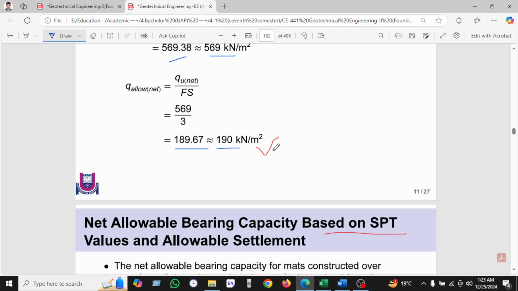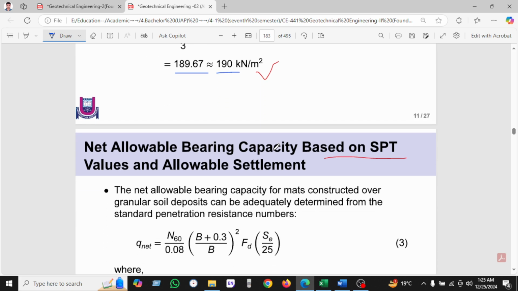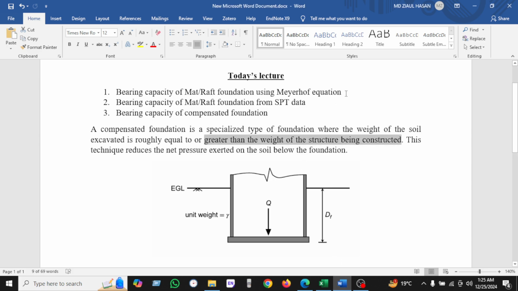Okay, so we'll now move on; the first topic we have covered. Now we'll cover the second option, the bearing capacity of mat foundation from SPT data.